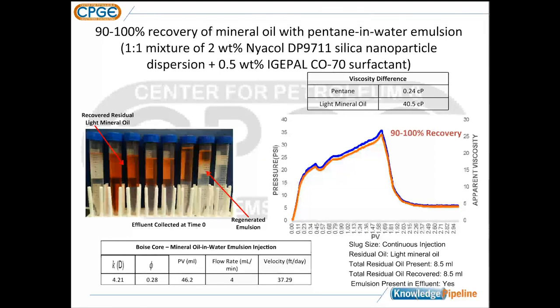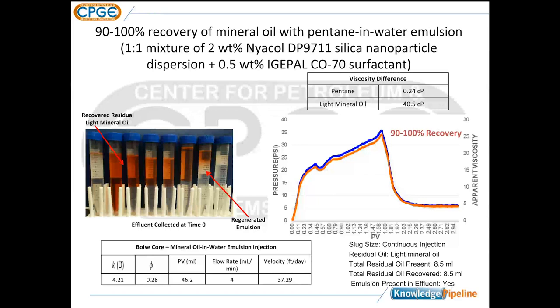Here's an example of some of the results we've gotten. So in this particular example, we took a Boise sandstone core with residual mineral oil present, and by injecting a mixture of a coated silica nanoparticle with a little bit of surfactant in there, we recovered somewhere between 90 to 100% of the residual mineral oil. You can see that in the photograph I have here.